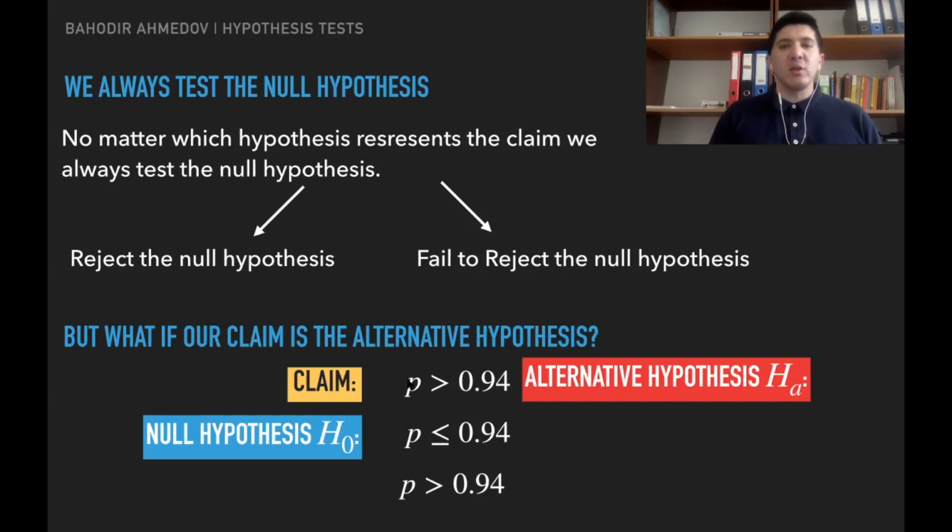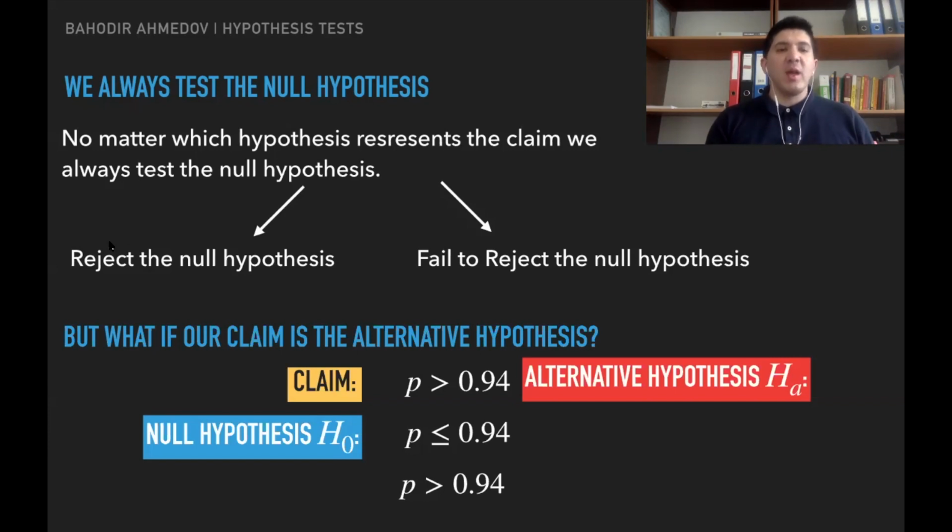And we build the null hypothesis for this claim. The null hypothesis says that the proportion is less than or equal to 94%. Then we test this null hypothesis, and you might get one of these two conclusions for it. But what about the alternative hypothesis, which is our claim? Since the alternative hypothesis is the complement of the null hypothesis, our conclusion should be more or less opposite to our conclusions about the null hypothesis, right?